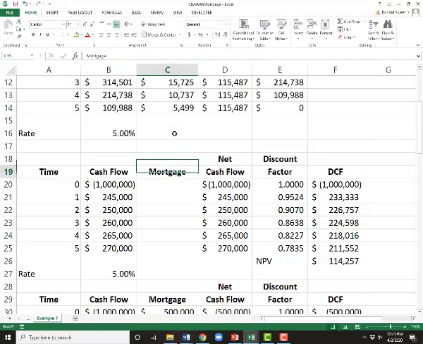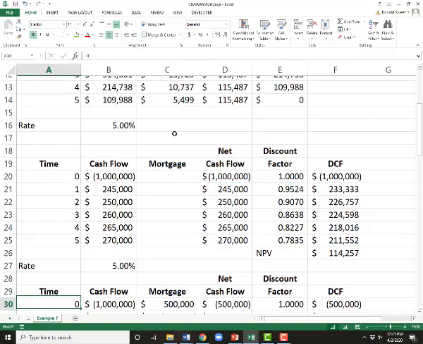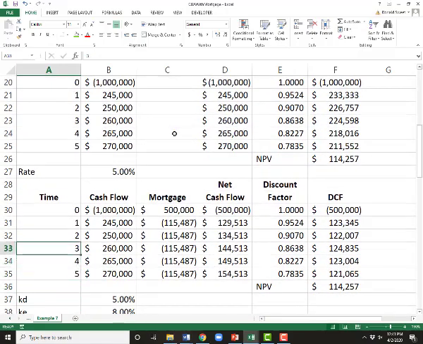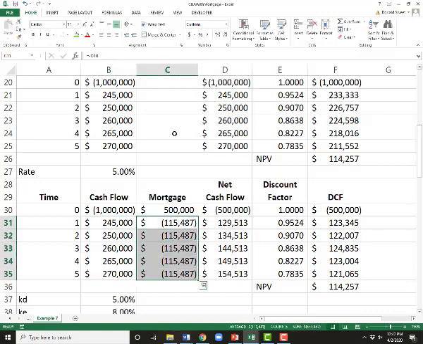All right. So if we don't borrow any money, our net present value is $114,000 using a 5% discount rate. Well, now let's do it with the mortgage. So if we do a mortgage, the cost of the project is $1 million, but we get $500,000 from the bank. So we're really only investing $500,000, but then our ongoing cash flows are going to be reduced because we have that mortgage payment.